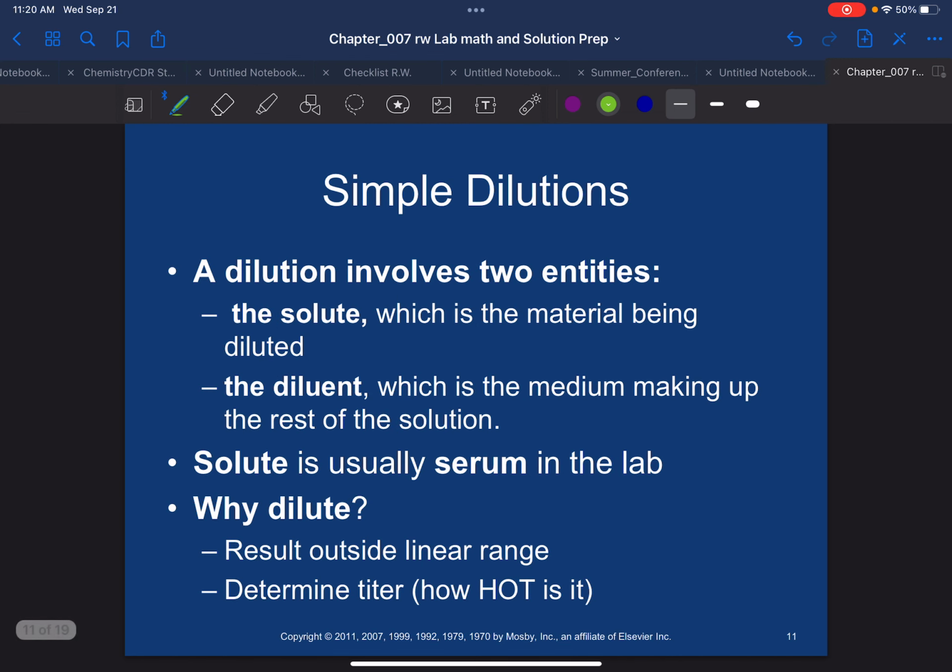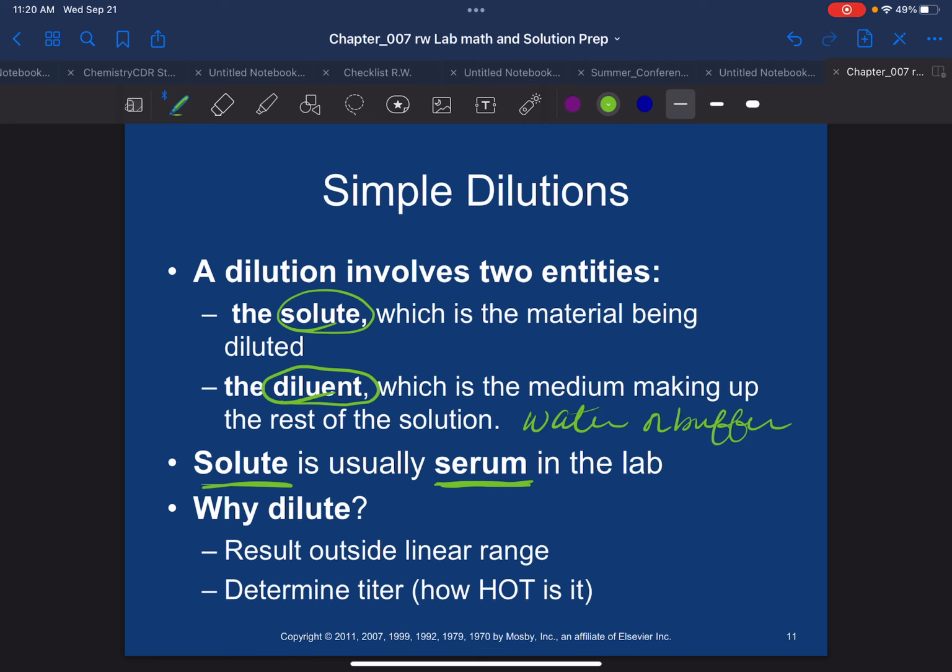Simple dilution involves two entities, and this is very important. The solute, which is the material being diluted, and the diluent, which is the medium making up the rest of the solution, usually water or buffer. And the solute in the lab is usually serum. So why do we need to dilute?